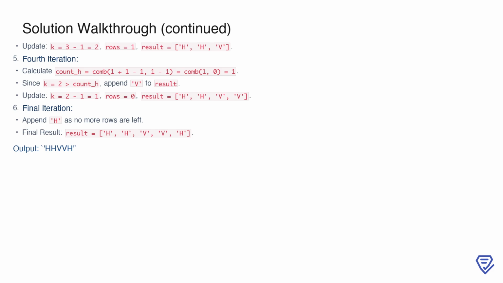The final result is hhvvh, which corresponds to the output hhvvh. This path is the third lexicographically smallest path to the destination.